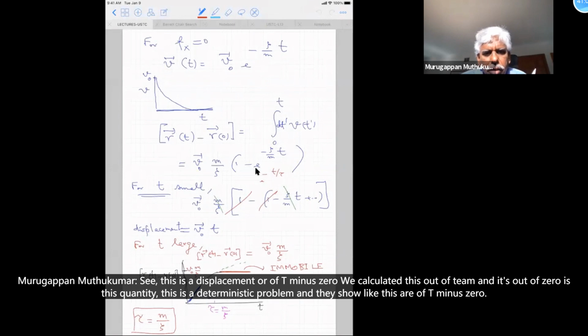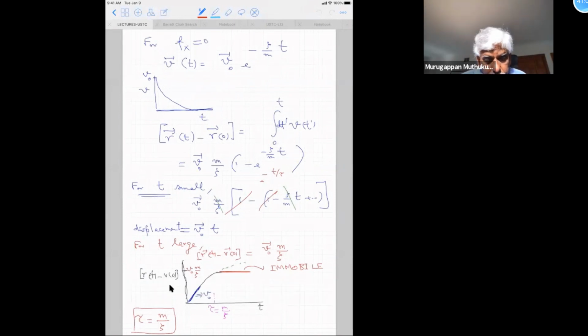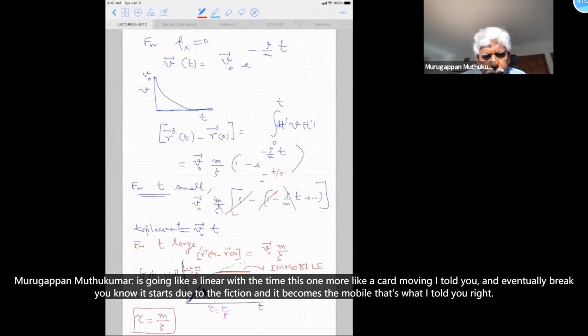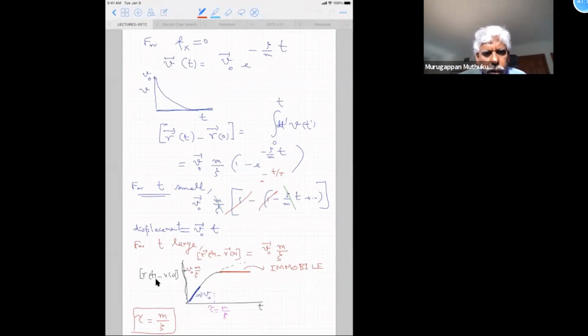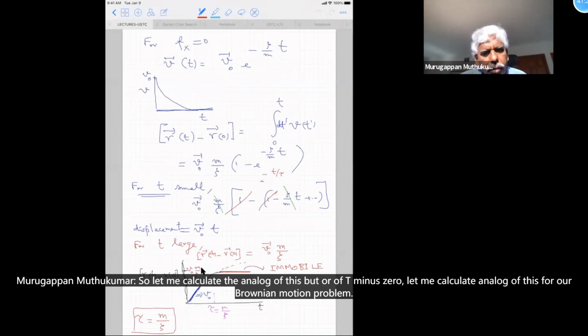This is a deterministic problem, and it showed up like this: R of t minus R of 0 goes linearly with time. This is more like a car moving that eventually brakes and stops due to friction and becomes immobile. That's what I told you. So let me calculate the analog of this for our Brownian motion problem.